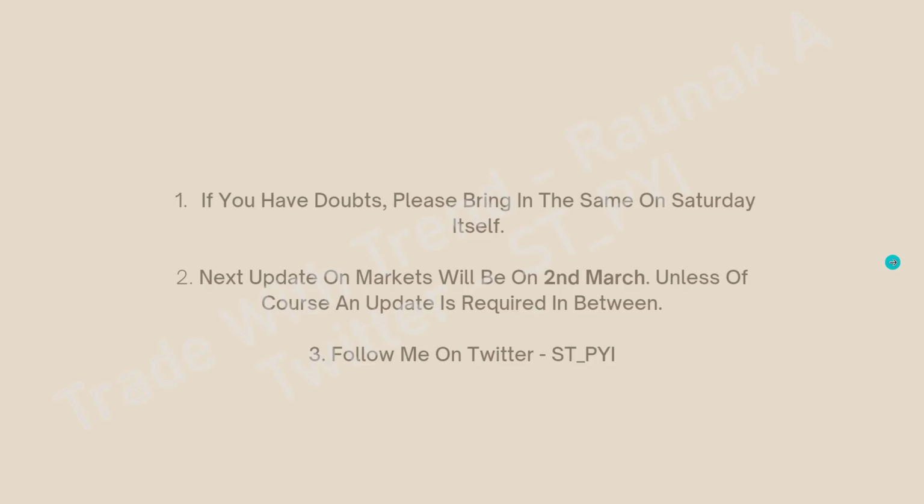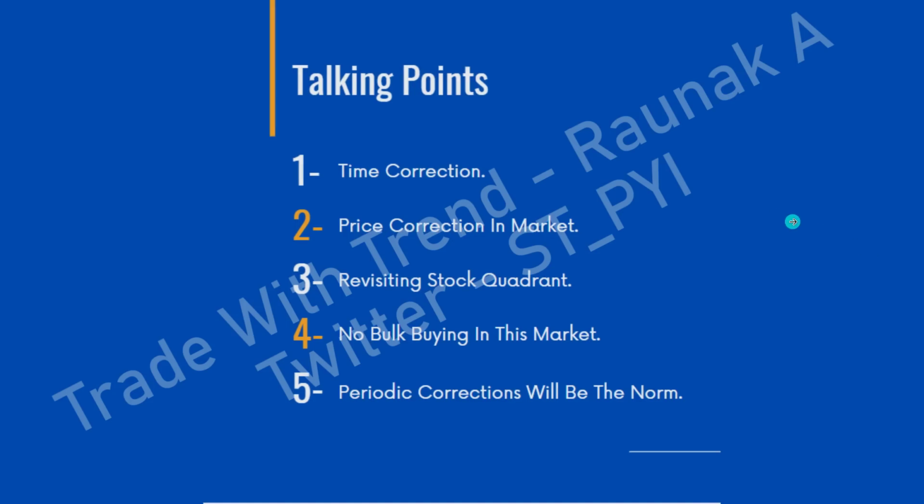So today's talking points are pretty much clear. I'll be talking a lot about what is time correction, price correction in the current market context, and how you can use this. I'll also be revisiting the stock quadrant that we have been following since December 2023. Why you again shouldn't be buying anything in bulk in the market. It was pretty clear in the last 15 odd days, when stocks were falling left and right 25-30%, and the periodic corrections, why these will be the norm.